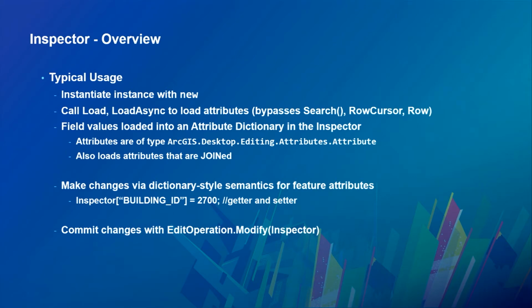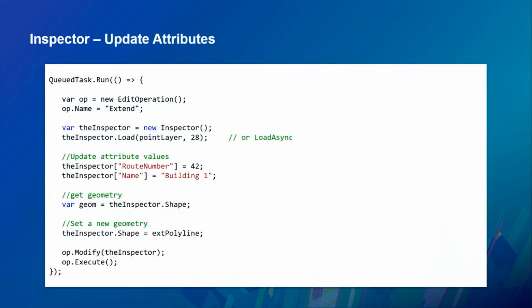All right? So an example here is the code. Again, QTask run, edit operation, new inspector. I'm then loading a feature into that inspector, so it's layer and then the OID. Load async is also a method that you can use in the inspector, but load is more common. This does have to be run on the MCT, so that's why it's actually run inside a QTask there. Then to update the variables, I simply say the inspector root number 42, name equals building 1, whatever it happens to be.